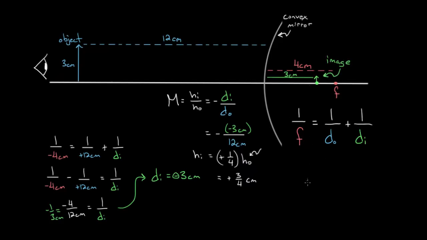So recapping, you can use the mirror equation to figure out where the images are going to be located. The sign convention we're using is that objects, images, and focal lengths in front of the mirror are going to be positive. Anything behind the mirror is going to be negative. And you can use the magnification equation to figure out how tall the image is going to be relative to the object by taking negative the image distance over the object distance.